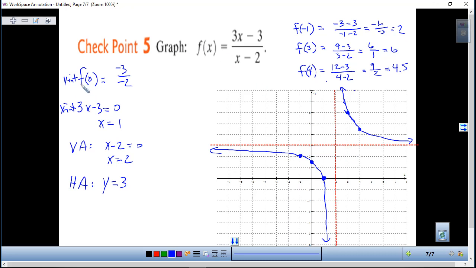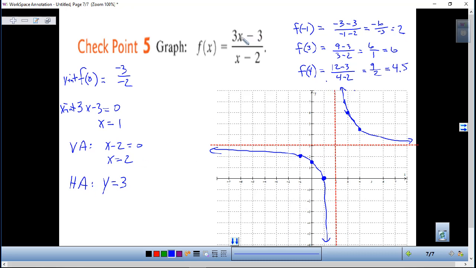Found the y-intercept, found the function when x is equal to 0. It was 3 halves. So right there, there's your y-intercept. X-intercept, took the numerator, set it equal to 0. 3x minus 3 equals 0. Move the 3 over, divide by 3, you get x equals 1. So right there. Vertical asymptote, took the denominator, set it equal to 0, and x is equal to 2. So there's my vertical asymptote.